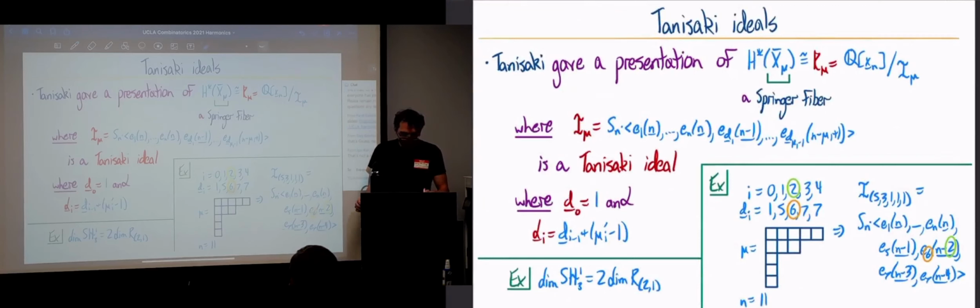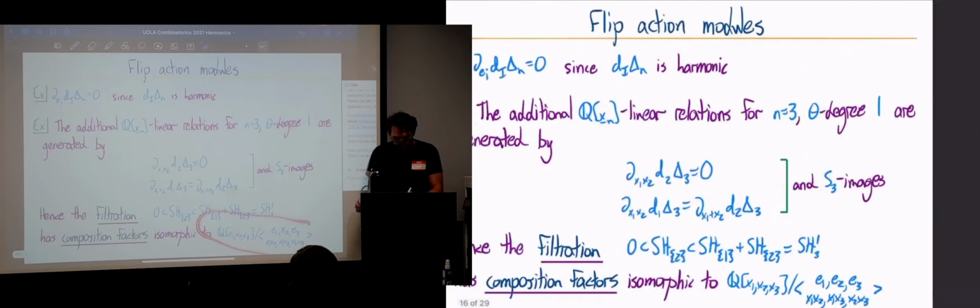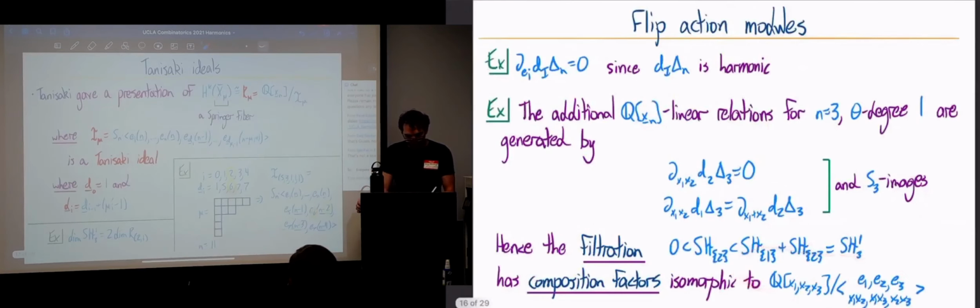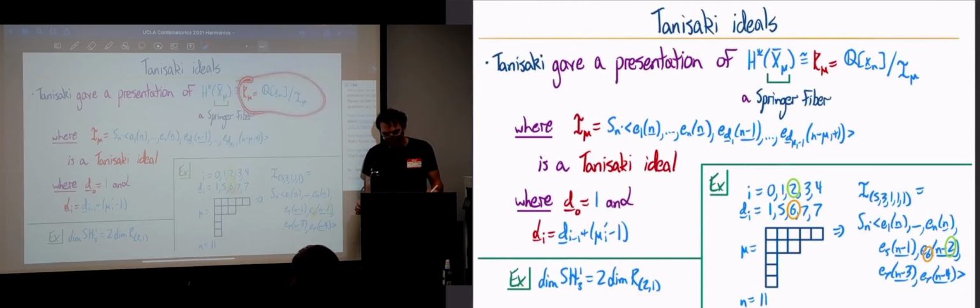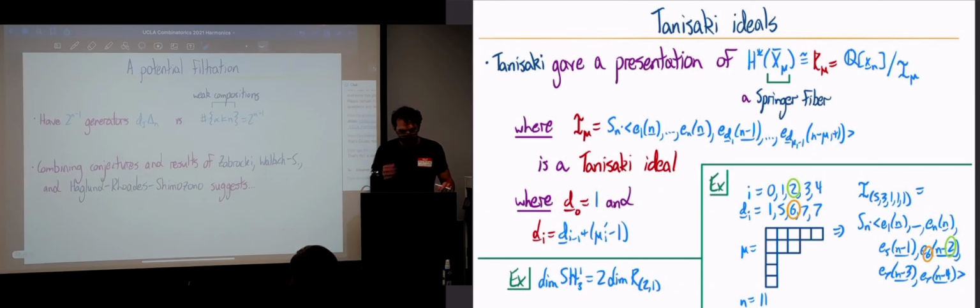Okay, and it turns out that this guy over here is in fact the Tanisaki quotient R_21. And in fact, the Tanisaki quotients, they're lovely in many ways. Like their dimension is the multinomial coefficient given by mu. So that gives us a nice dimension formula immediately for this very particular component.